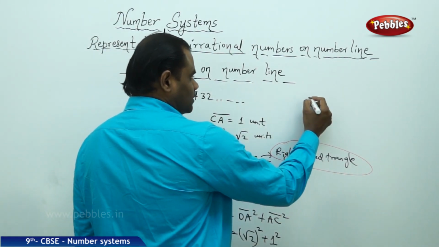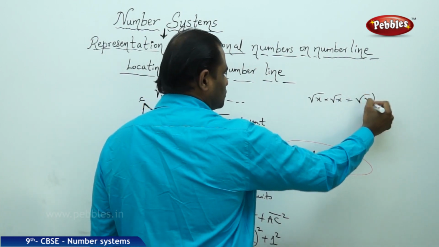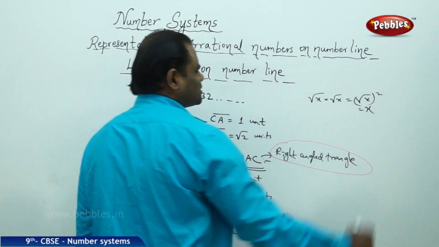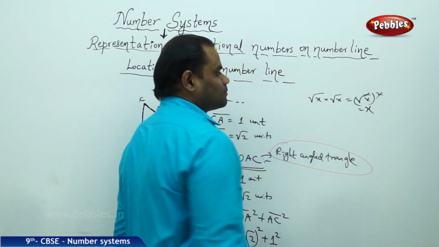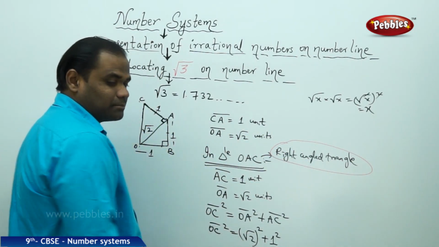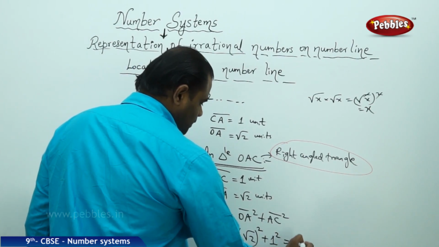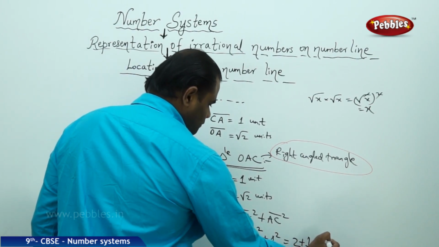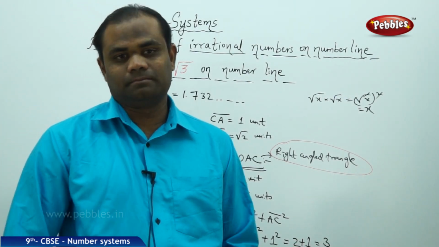root 2 whole square. We know that root x into root x, which is root x whole square, is x, because the root and the square both get cancelled and therefore I get x. Similarly, root 2 times root 2, which is root 2 square, is 2, and 1 square is 1, which is finally 2 plus 1, and that is equal to 3.